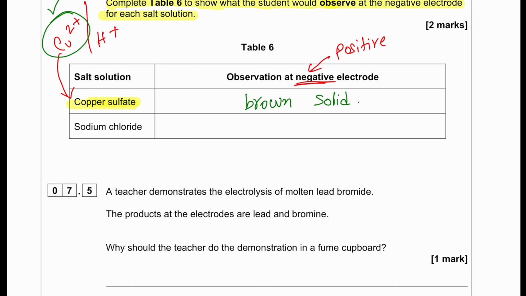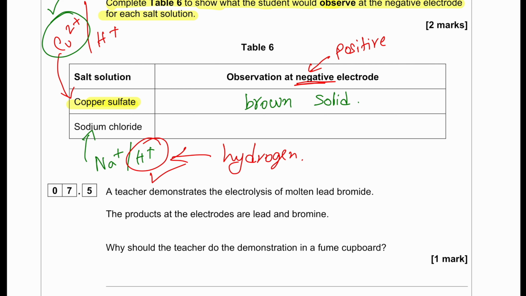For sodium chloride, the positive ions that are present are sodium and hydrogen ions. Unfortunately, sodium is very reactive, so hydrogen will be produced. So we will see hydrogen. Now hydrogen is a gas, so gas will be forming bubbles. So we can write bubbles, or a better word would be effervescence.